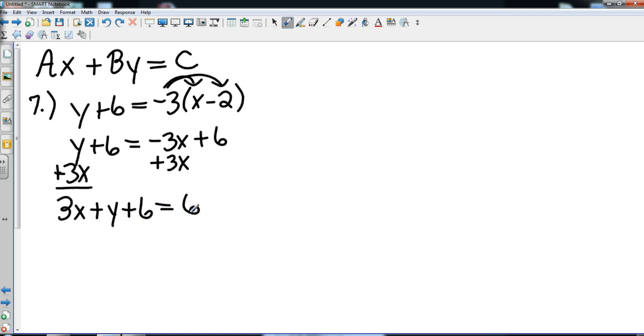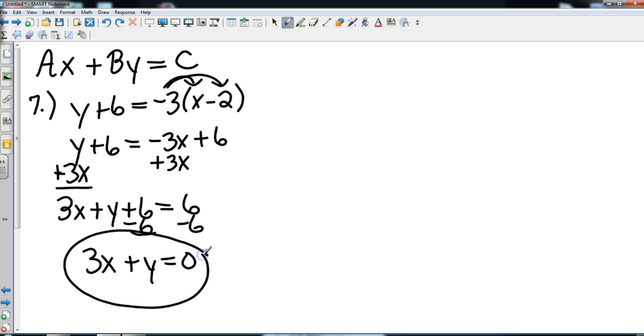Now there's something on the left side that doesn't need to be there. What is it? It's the positive 6. How do I get it to the other side? I subtract it. So I end up with 3x plus y equals 0. Standard form, completely correct. For those of you who would have subtracted the y to the other side, you would have gotten negative 3x minus y equals 0. It's the exact same answer. I will take both of them.